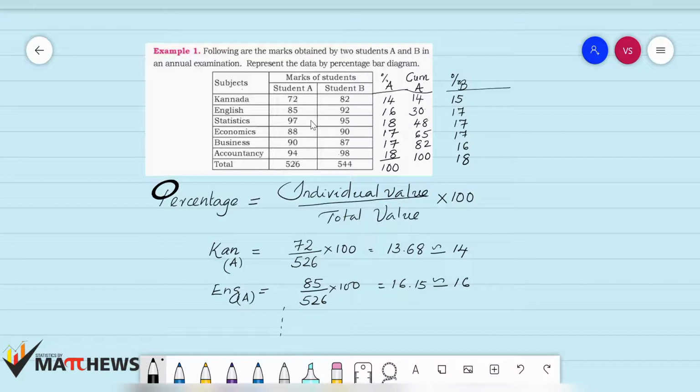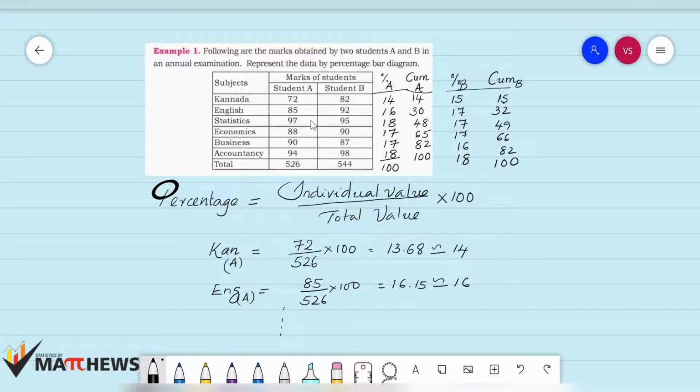So I will take the cumulative total, students. Cumulative total, it is 15. 15 plus 17 is 32. 32 plus 17 is 49. 49 plus 17 is 66. 66 plus 16 is 82. 82 plus 18 is 100. This is how we do it for B, students. Cumulative total for B. I hope you have understood this.